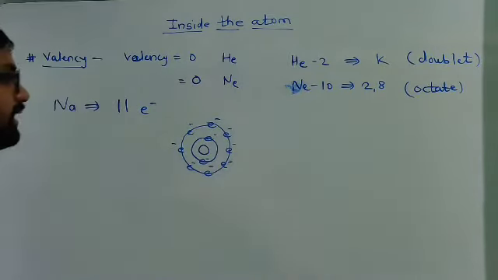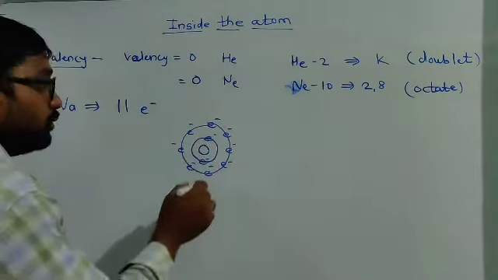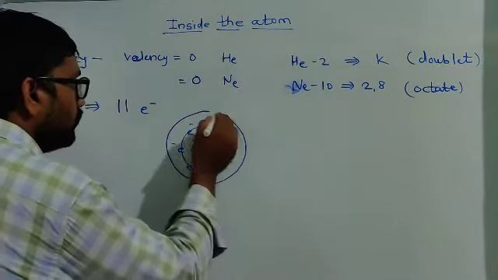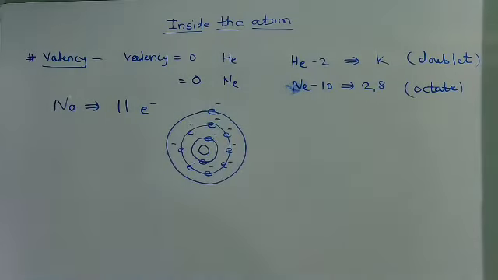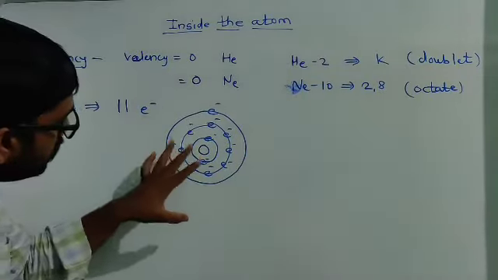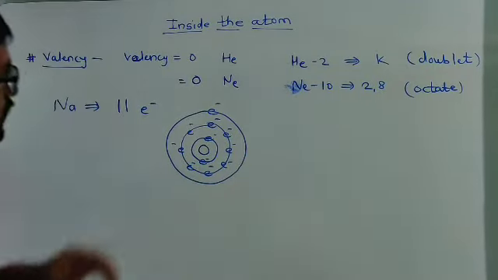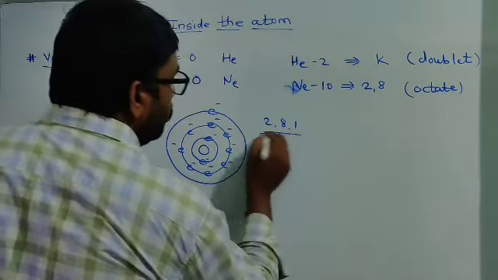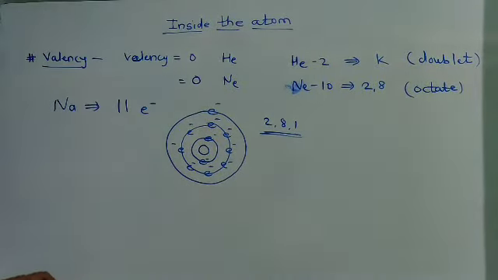Look here, how many electrons in total? 8 electrons are in the L shell. So 8 and 2 is 10, and in the last shell only 1 electron is there, that is the 11th electron. So now 2, 8, 1 is the electronic configuration of this sodium atom.